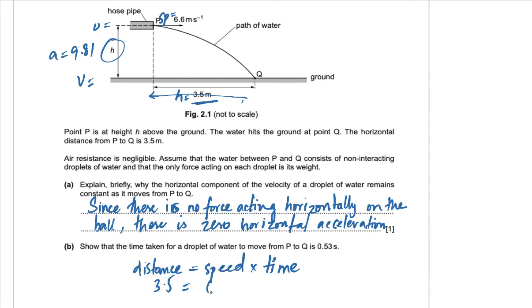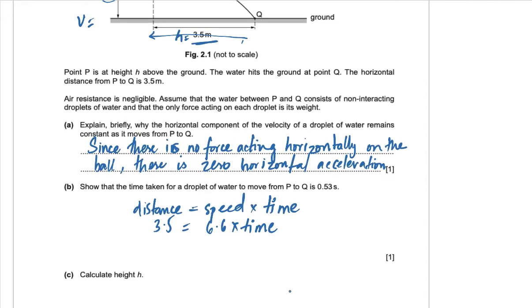So we can consider 6.6 times the total time taken for all the droplets to reach point Q from point P. This is unknown to us. When you rearrange your formula, you'll get a value of 0.53 seconds. That's what you had to prove.